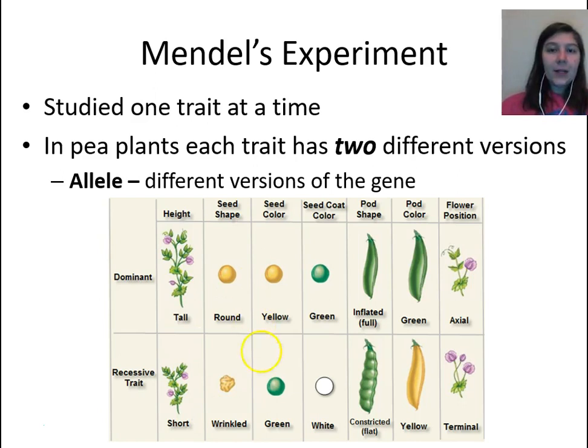For Mendel's experiment, he studied one trait at a time, so that he was doing a very controlled experiment. In pea plants, each trait has two different versions, and the different versions of a gene are known as alleles. We talked about dominant and recessive alleles, such as in pea plants we have tall or short plants, round or wrinkled peas, yellow or green peas, etc.